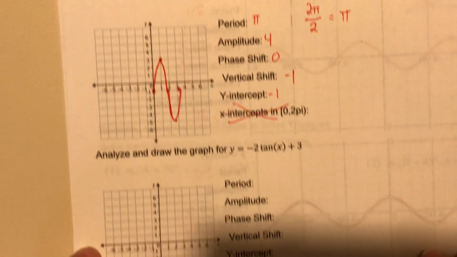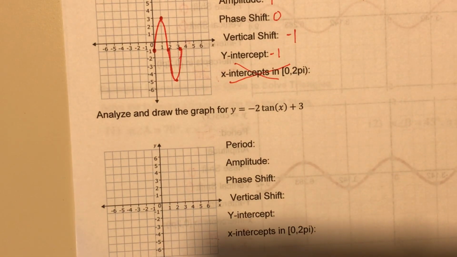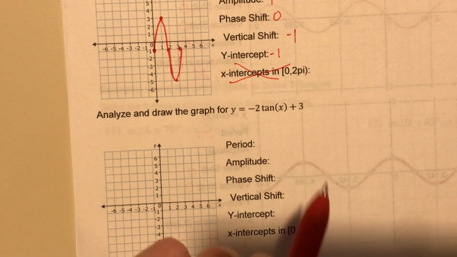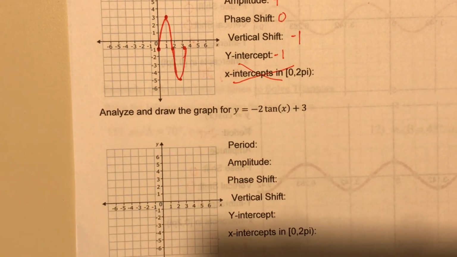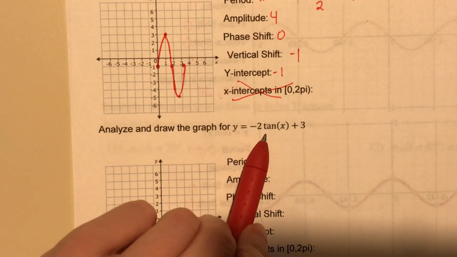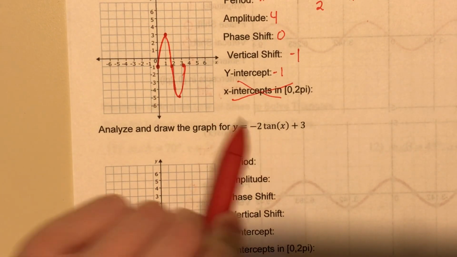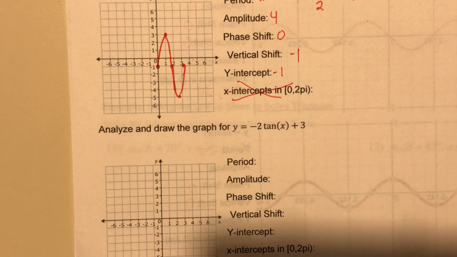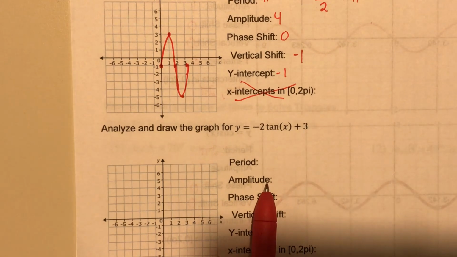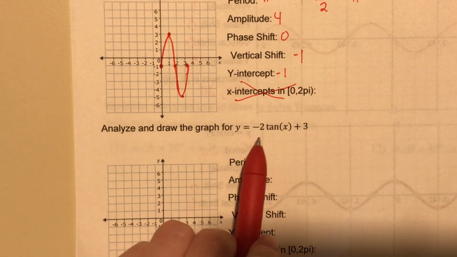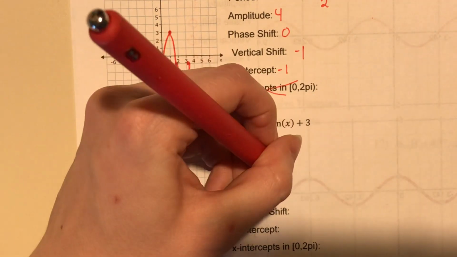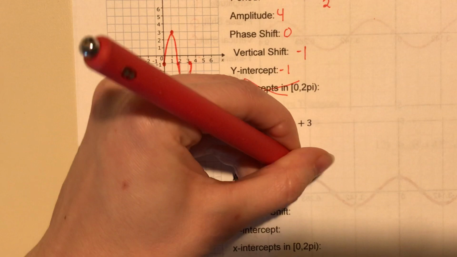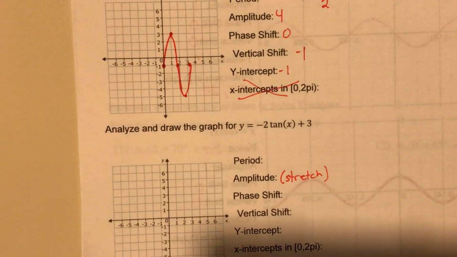All right, here's another graph that we want to look at. Analyze and draw the graph for y equals -2 tangent of x plus 3. So we have an a value, and our a value is -2. In this case, remember that this graph doesn't have an amplitude because it's a graph of tangent. So this -2 isn't going to be the top point of a wave, but I'm going to put here stretch because that -2 still does something to this graph.